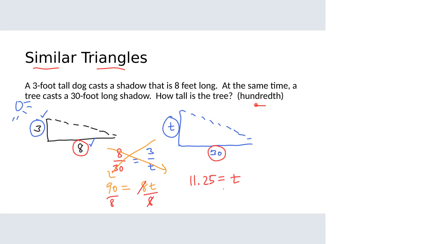Here I was told to round to the nearest hundredth. This answer already is. So 11.25 feet is the height of that tree.